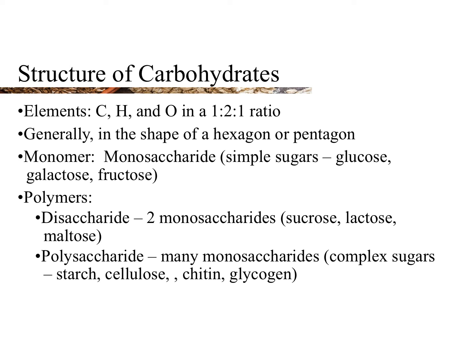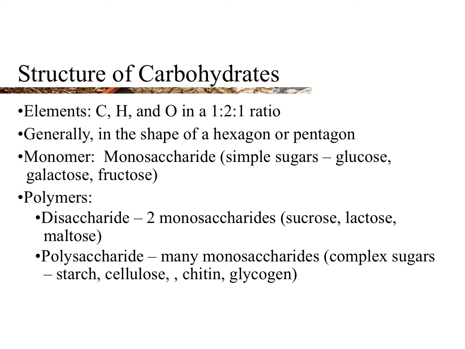We talk about the elements that make up carbohydrates and the monomers because this whole discussion ultimately becomes about the biochemical building blocks of our body. Carbs are made up of 3 elements, carbon, hydrogen, and oxygen. They are always in a 1-to-1 ratio, generally found in the shape of a hexagon, which is 6-sided, or a pentagon, which is 5-sided. Monomers of carbohydrates are called monosaccharides.